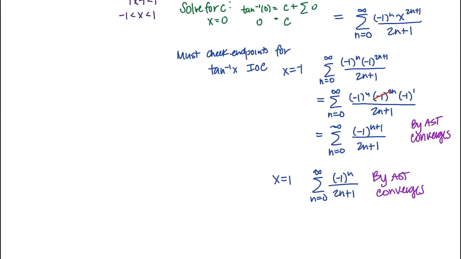So what our summary is from this is that the interval of convergence for tan inverse of x is negative 1 is less than or equal to x is less than or equal to 1.